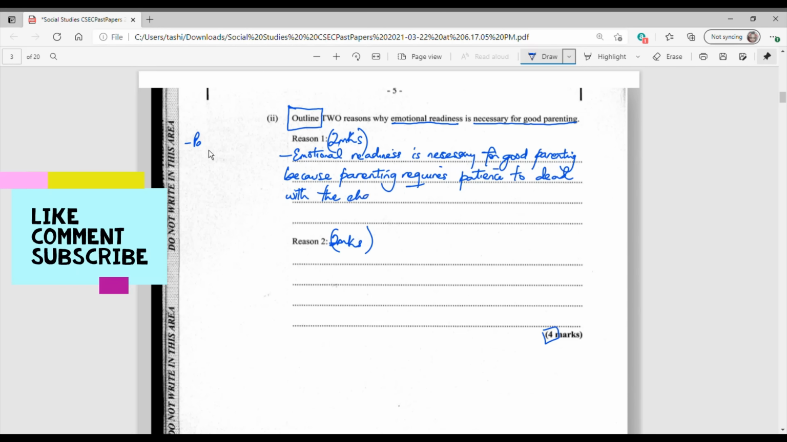the challenges of handling children. Parents will need to remain calm and think through situations.